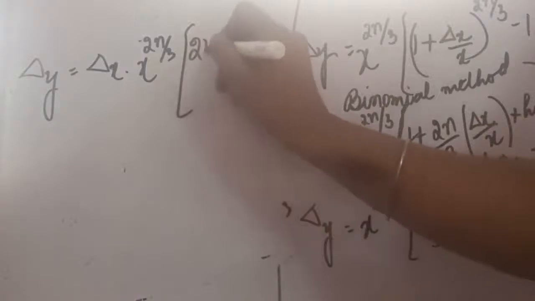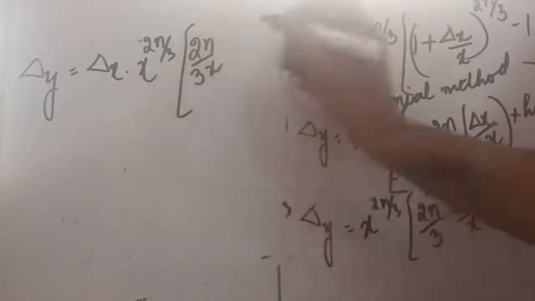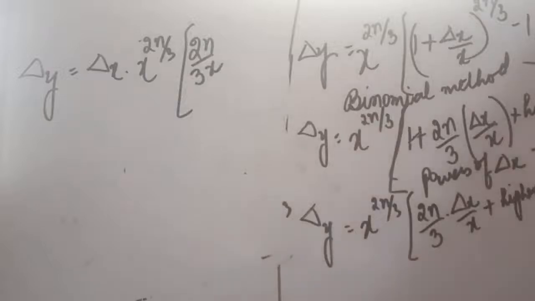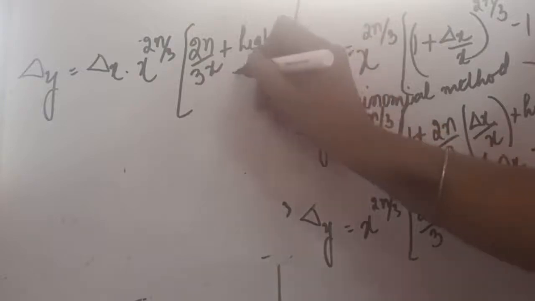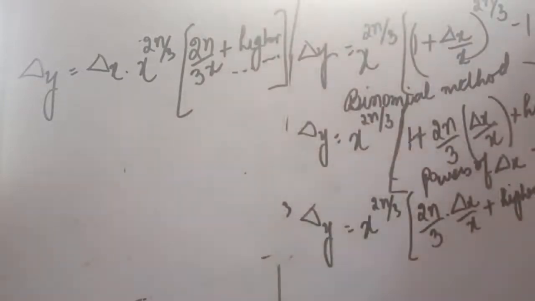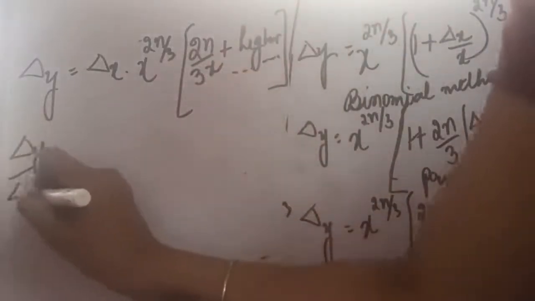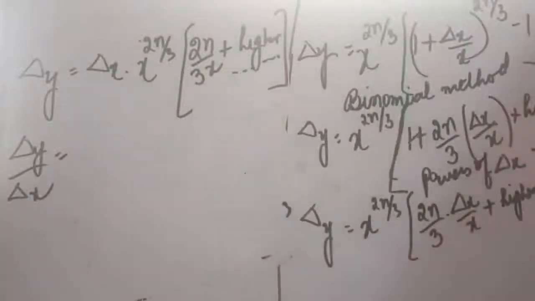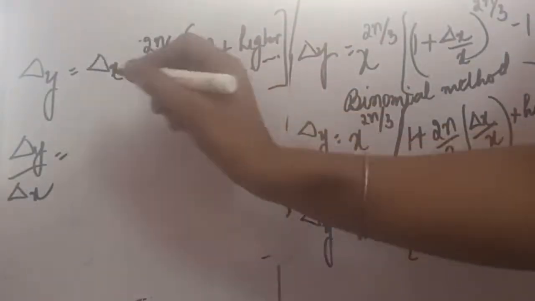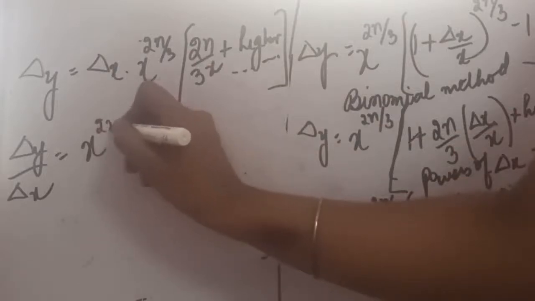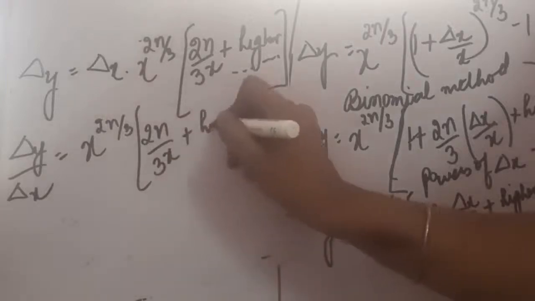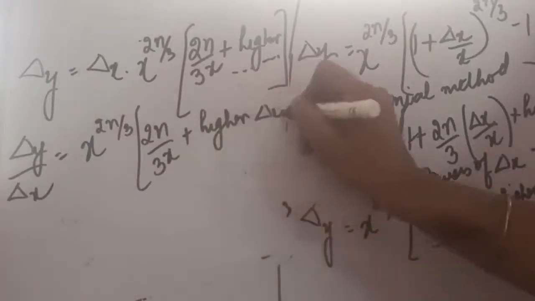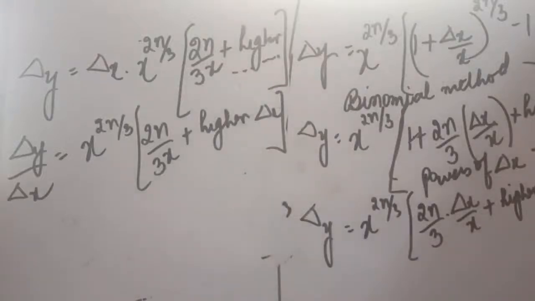Inside we will be left with 2n by 3x, because this delta x has come out, so x will be there, plus higher powers of delta x. Now taking to the next step, dividing both sides by delta x. Dividing the left side by delta x gives this result, and on the right side the delta x will be deleted, so we will be left with 2n by 3x plus higher powers of delta x. Now finally the last step, taking the limit.